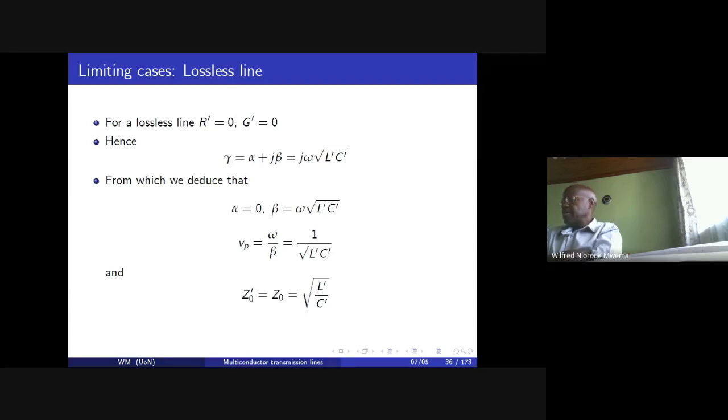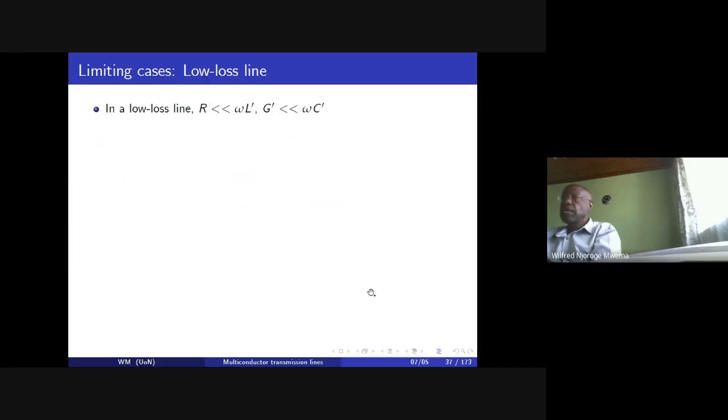And the characteristic impedance Z naught prime is just going to be given by the Z naught for the lossless case, which is just the square root of the series inductance per unit length divided by the capacitance per unit length, all taken the square root of. Now, for a low loss line, we are just going to say that we have good conductors.